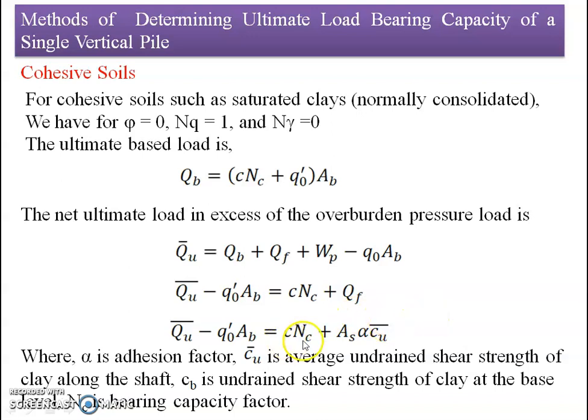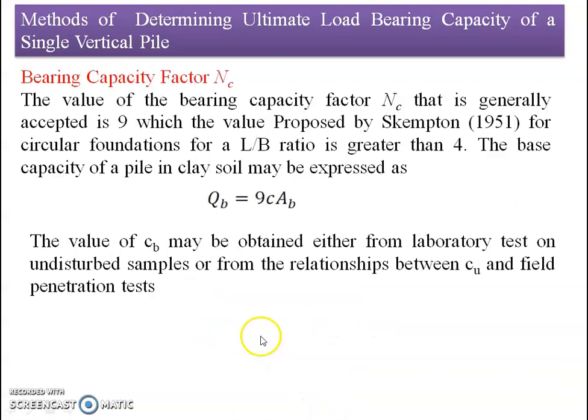That area will be considered as the surface area, which is equal to pi into d into L. Now for this C we are going to replace it by undrained shear strength, whereas for Nc we will take help of Skempton's assumption. Skempton says that for an L by D ratio more than 5, the Nc value must be equal to 9. So the formula becomes 9 C plus As alpha Cu bar. Nc is the bearing capacity factor, and I will replace this factor by the assumption given by Skempton. So let us discuss that also.